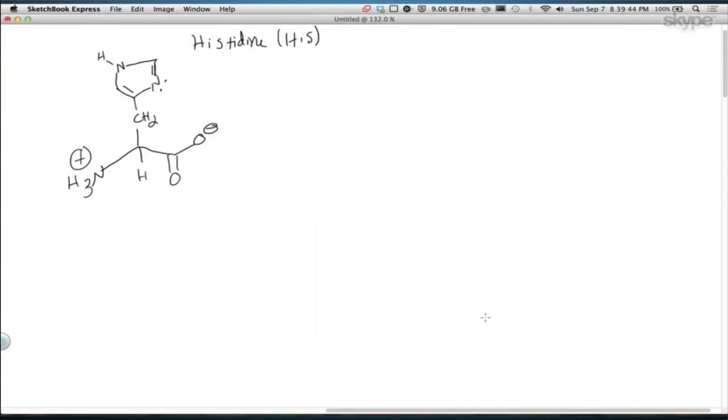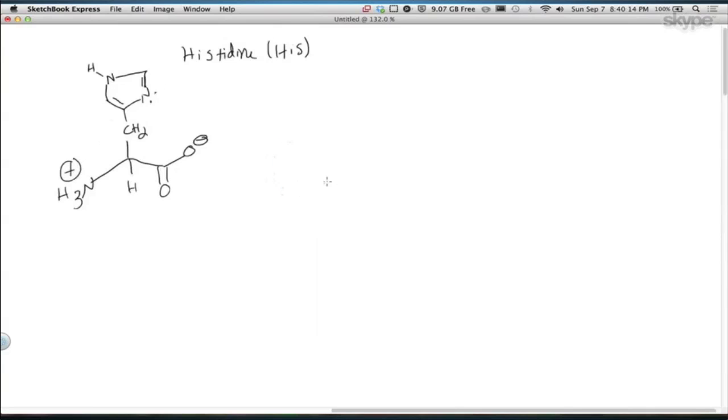Is this the correct form at physiological pH? Yes. Now, physiological pH is about what? 7.4. Good. Why don't you then, off to the right, draw what this would look like at a pH of 5. Let's draw the histidine at a pH of 5.